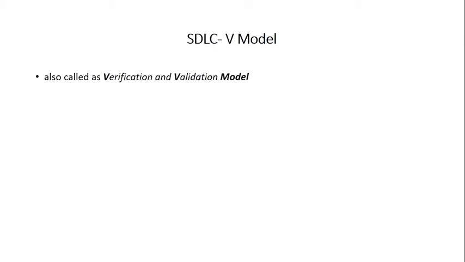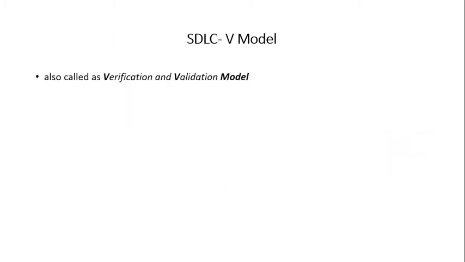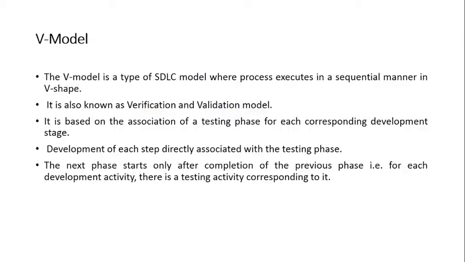Another significance of the name V is that in the diagrammatic representation of this model, the phases are arranged in the shape of a V, right? If I just show you this, this is the SDLC phases, like requirements, then designing, and then coding, and then testing moves upward here, right? So this is what a V model is, because the phases are arranged in the shape of a V. This is the second significance. So now what is this V model? Let's see the basics.